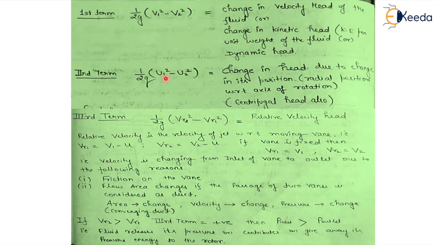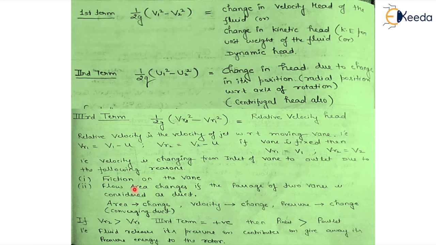That means its position is changing. Because of the change in position, this will give centrifugal head also. This is called centrifugal head. Now let's see the third term. The third term is 1 by 2g (Vr2 square minus Vr1 square). This is called the relative velocity head.